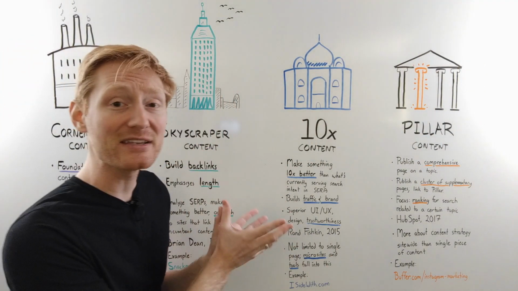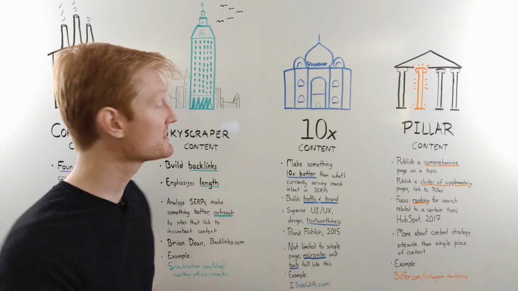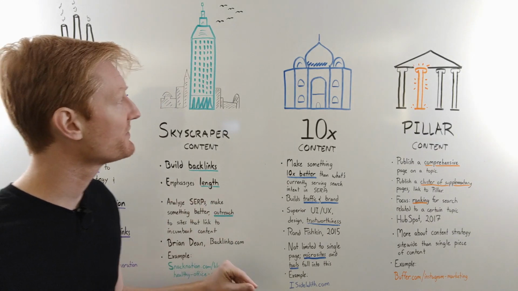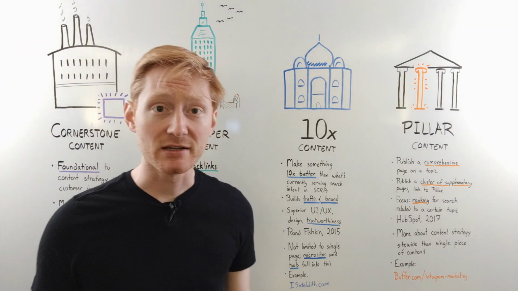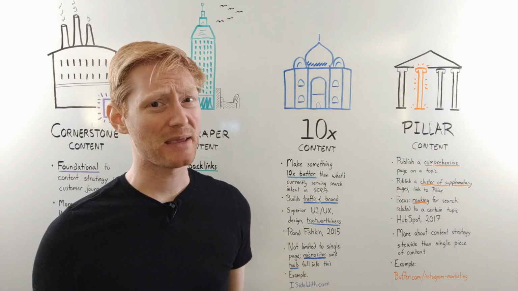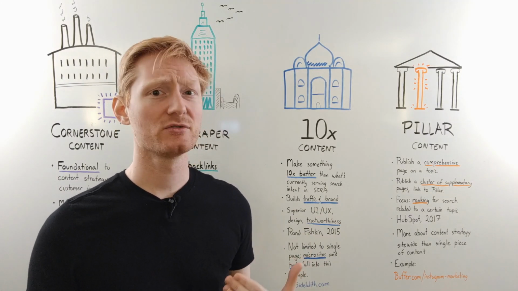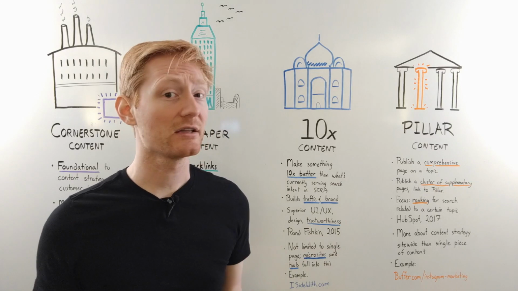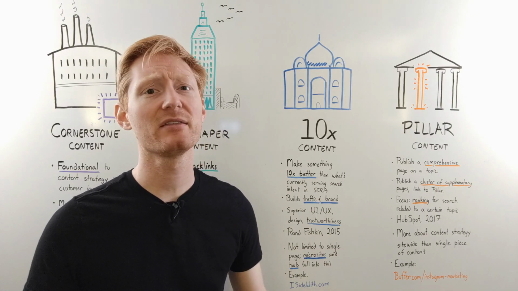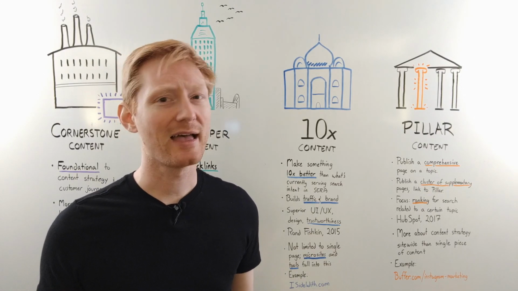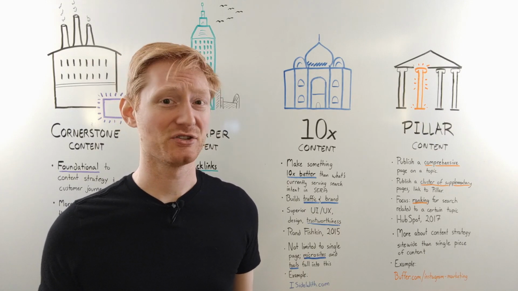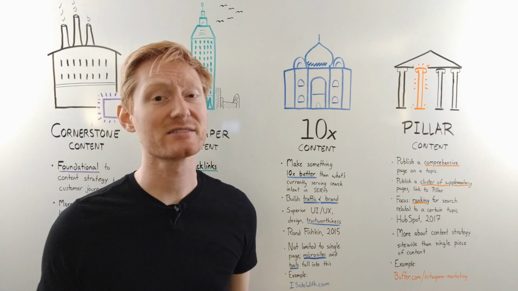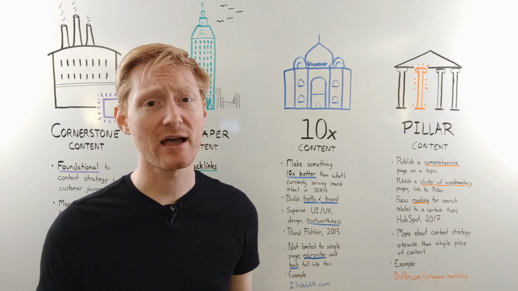Then we have something very similar to skyscraper content, and it's called 10x content. This was made popular by Rand Fishkin in 2015, where he said that a lot of people are just trying to create unique content. Not necessarily remarkable content, just something that hasn't been made before. And it's really difficult to just get a new, unique blog post to do anything for you because there's so much content that's already out there.